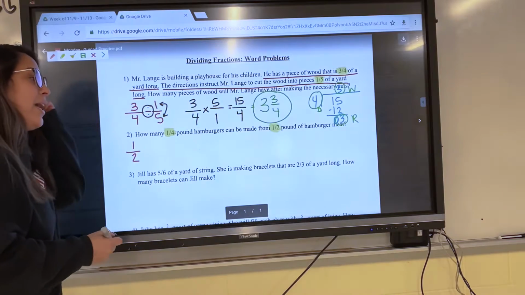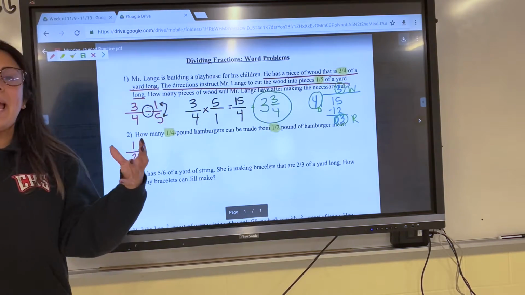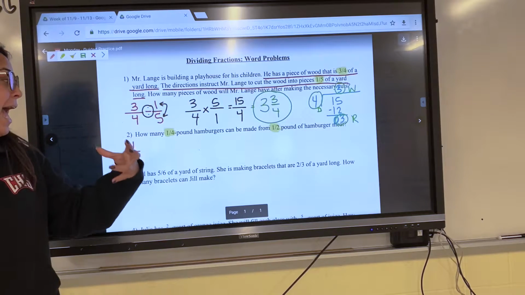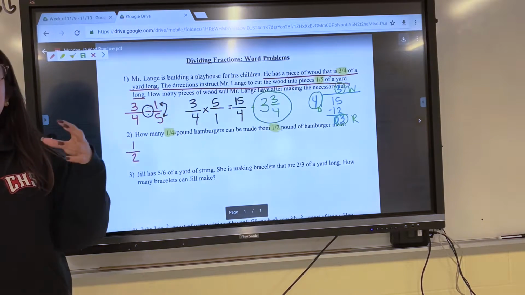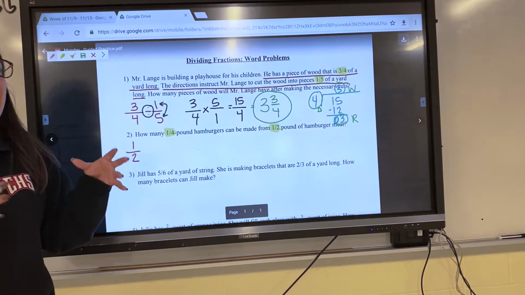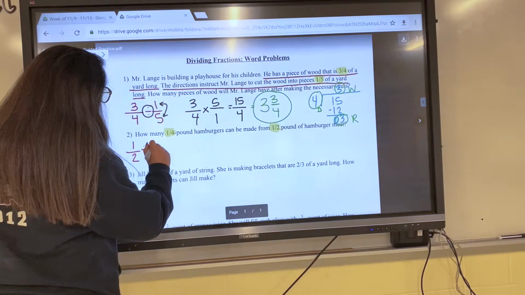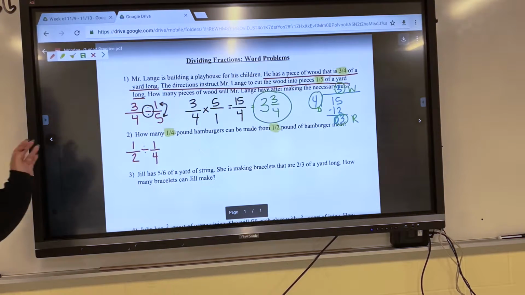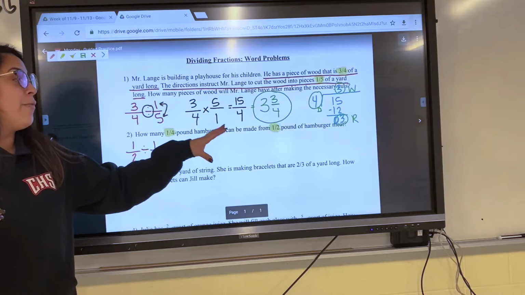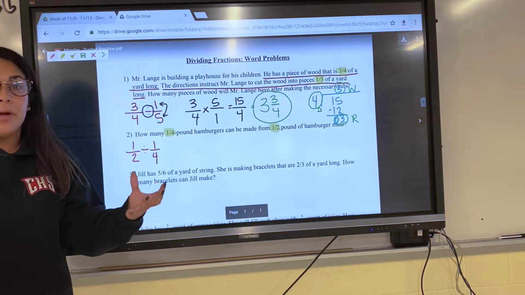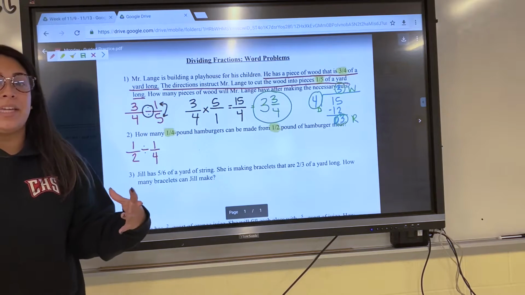And that is because we have a 1/2 pound of hamburger meat. That's how much we have. We want to know how many hamburgers can come from that. So that's why it's going to be 1/2 divided by 1/4. Again, it's 1/2 divided by 1/4 because we have a 1/2 pound of hamburger meat and we want to know how many hamburgers can come from that package.